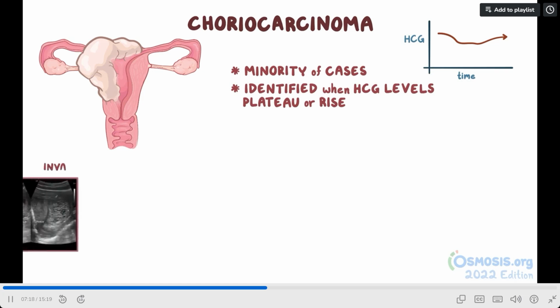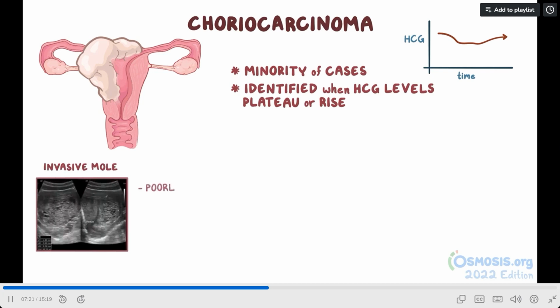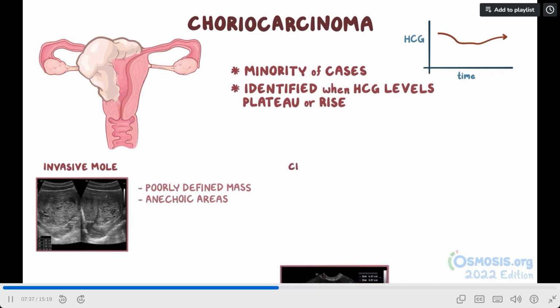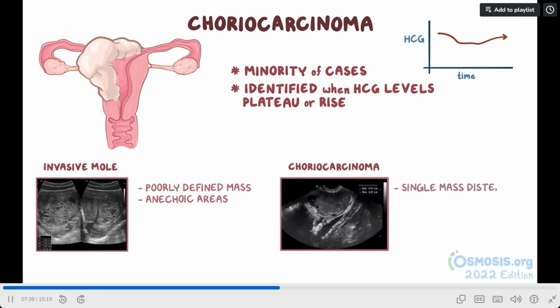On ultrasound, an invasive mole looks like one or more poorly defined masses in the uterus with anechoic areas, which invade into the myometrium. And on Doppler ultrasound, an invasive mole has anechoic areas with high vascular flow. On the other hand, on ultrasound, choriocarcinoma looks like a single mass distending the uterus. And it looks heterogeneous because it has areas of necrosis and hemorrhage. And on Doppler ultrasound, a choriocarcinoma also has high vascular flow.